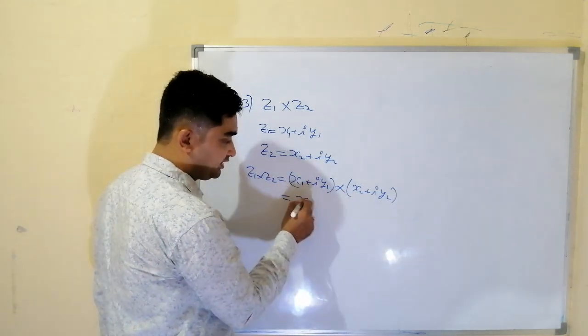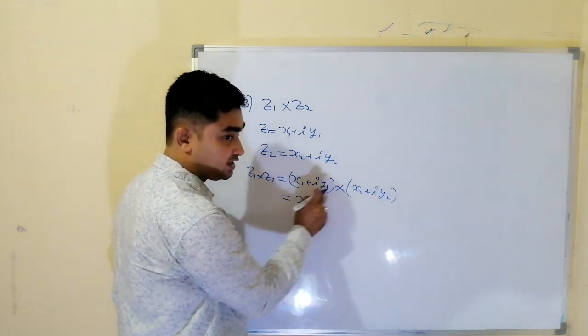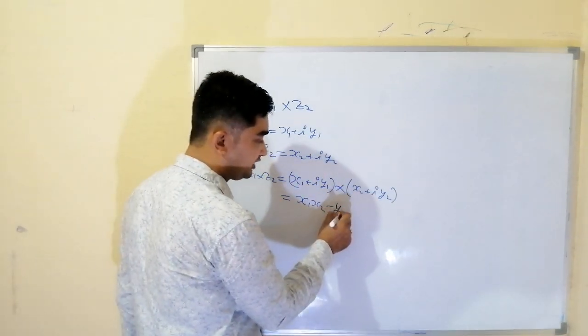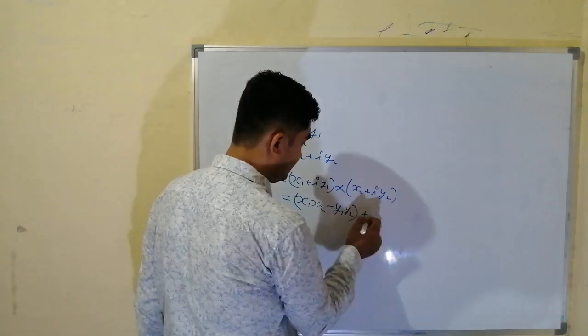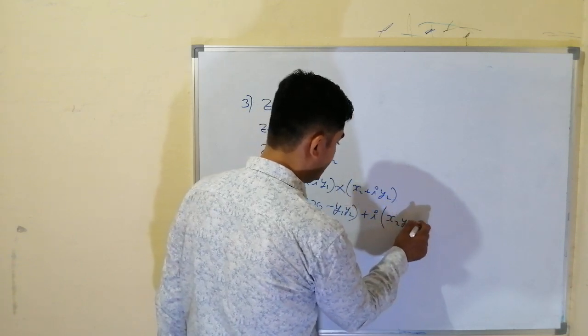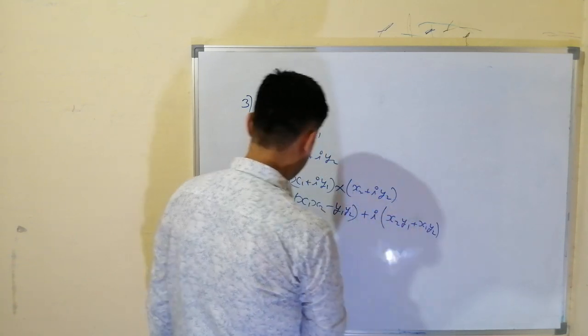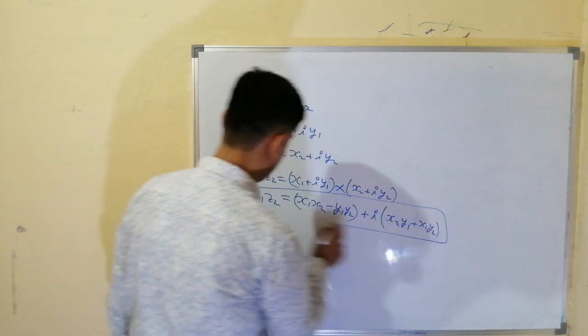What is x1 x2? x1 x2 is x1 x2. Iota into iota is minus 1, because iota is under root of minus 1. So we will get minus y1 y2. It will become the real part. Then plus iota is common, x2 y1 plus x1 y2. This is the product of two complex numbers algebraically.